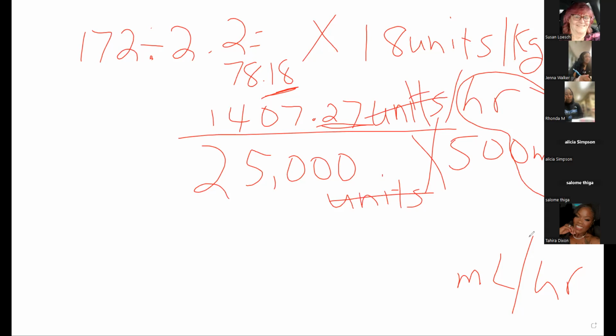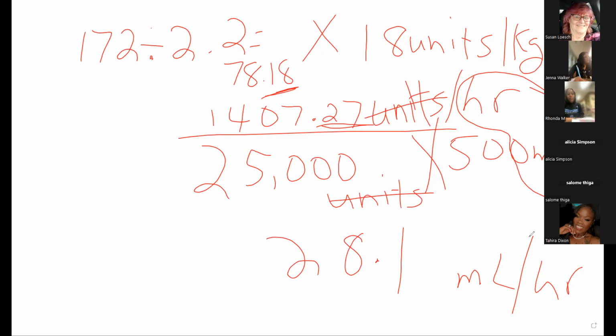Now you're just taking that 1407, that entire number, all those 2 sevens. I don't care if there's 20 of them. Leave them in there. You're dividing that whole thing by the 25,000, times the 500. Correct. 28.14.